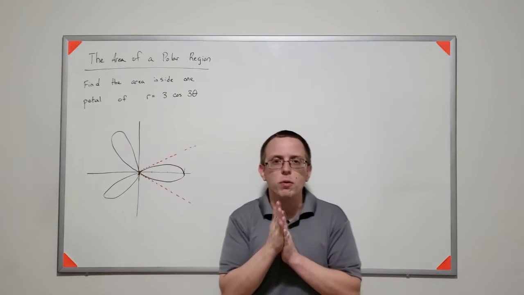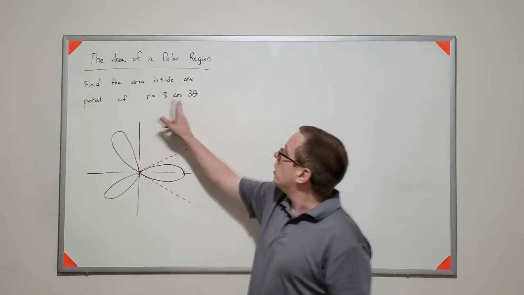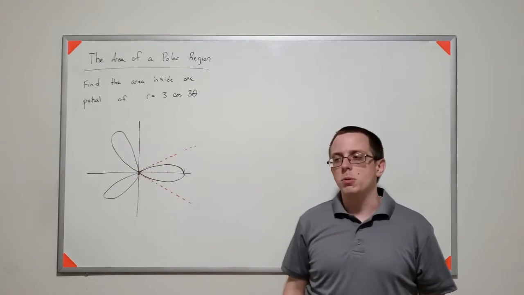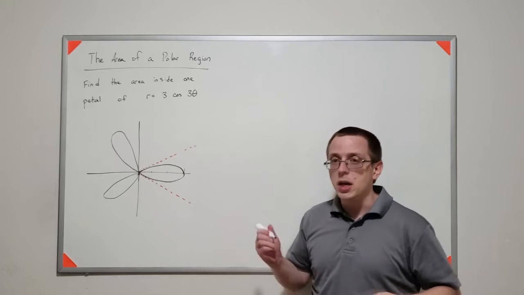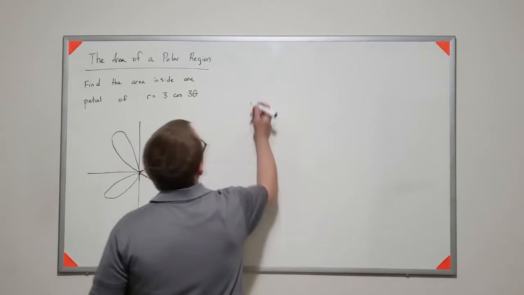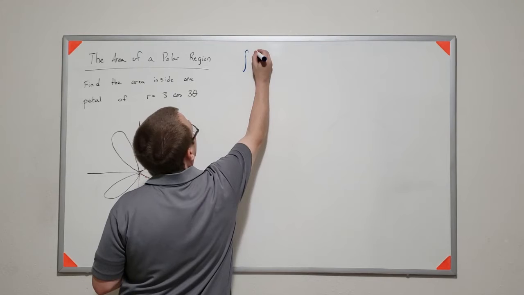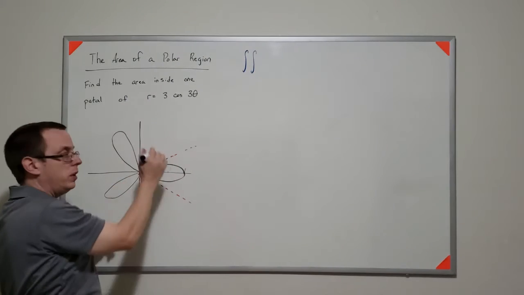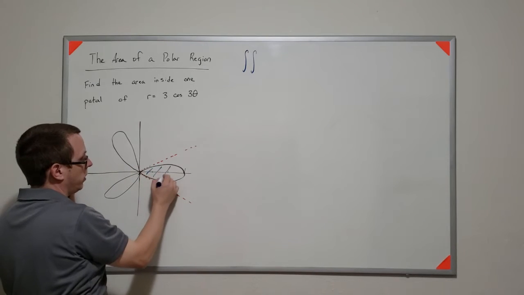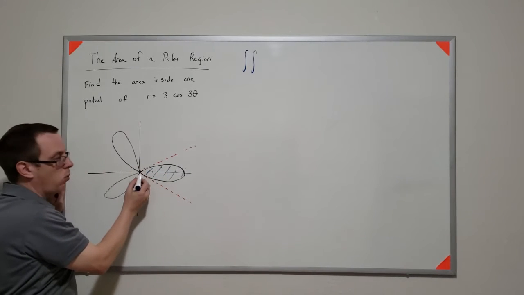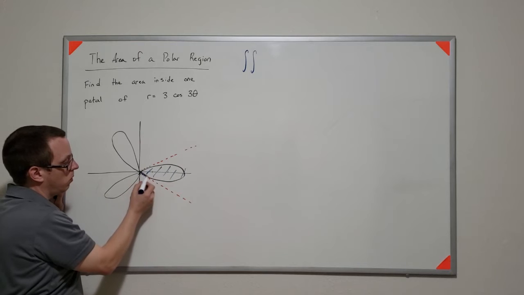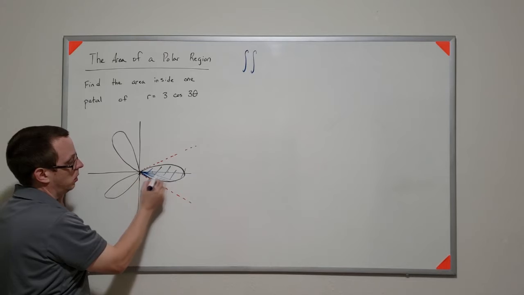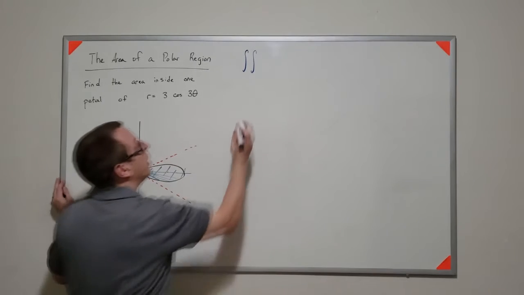So we've got to be kind of careful. We know that r is equal to 3 cosine 3 theta. So r is already defined in terms of theta. And that's nice because what that tells me is when I set up my integral, on this leaf, so let's say I'm only considering this leaf, no matter what, r goes from 0 out to that 3 cosine 3 theta.